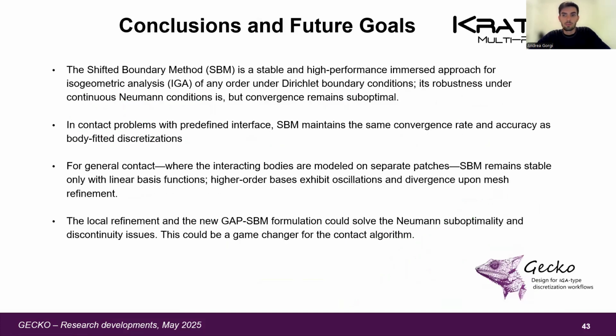So finally, let's move to the conclusion. The shifted boundary method has proven to be a very stable and high performance immersed approach for IGA for any order for the Dirichlet boundary conditions, but with suboptimal convergence in the case of Neumann boundary conditions. For contact problems with a predefined interface of contact, the SBM maintains the same convergence rate and accuracy of the body-fitted discretization, so no loss of accuracy.